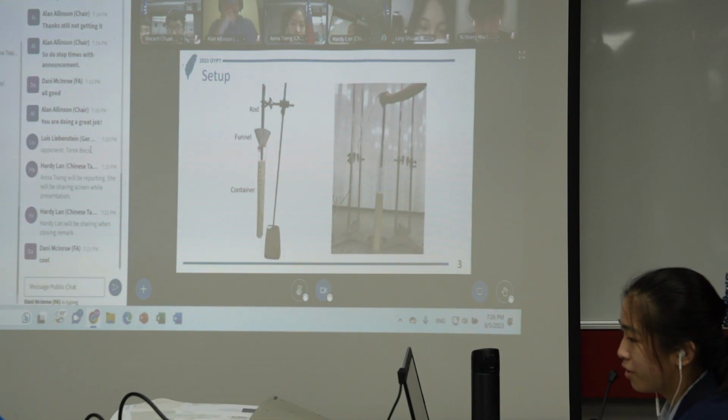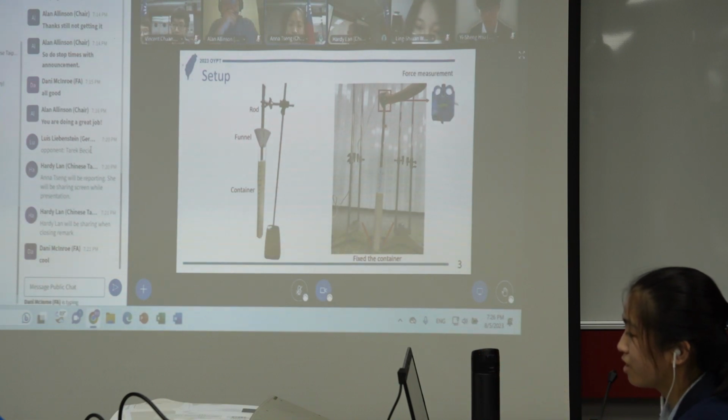We use a rod, funnel, and container, and pour in the rice through the funnel. And here we fix the container on the ground, and we use a force measurement device to connect the rod and measure the minimum pulling up force.